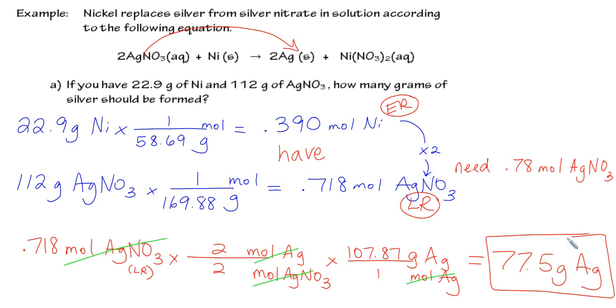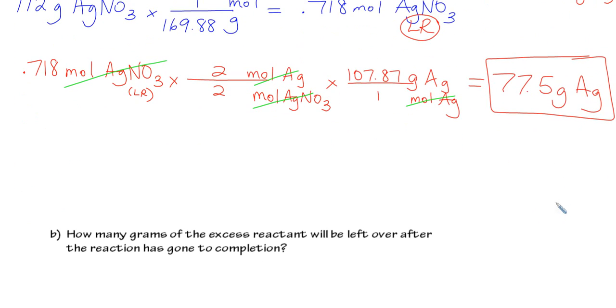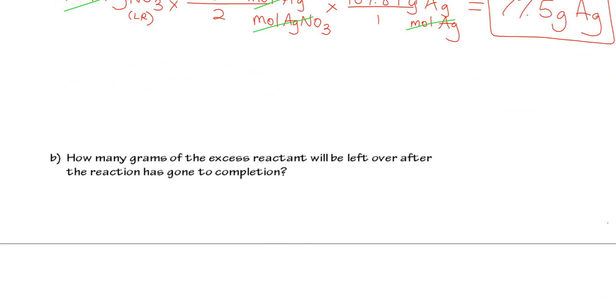The second part of this, in terms of the excess reactant, with these amounts, how many grams of the excess will be left over after the reaction has gone to completion? And again, a couple ways that you could do this. You kind of have to think about it as two parts. First, how much of the excess gets used? Second, how much is left over? The limiting reactant determines how much of the excess gets used.